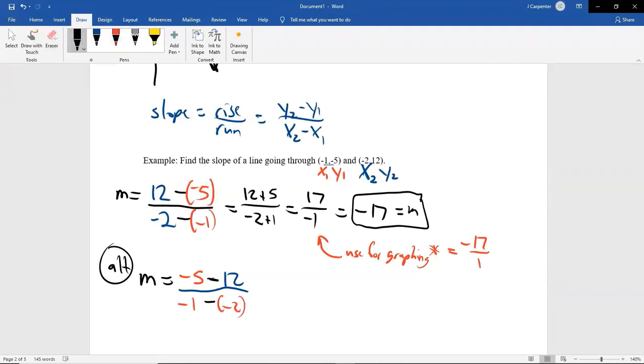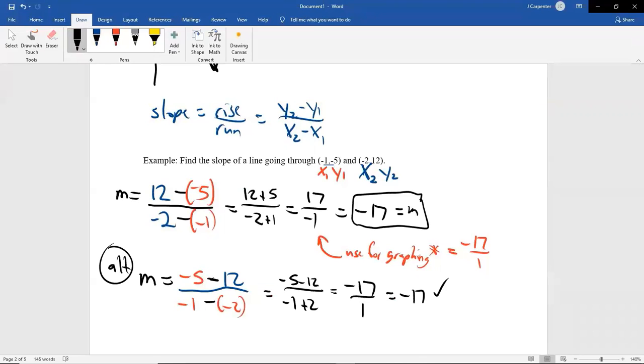Let's fix this up. That's negative 5 minus 12 over negative 1 plus 2. Negative 5 minus 12 is negative 17. Same sign, add the numbers, keep the sign. Negative 1 plus 2 is positive 1. Same rules. And that's negative 17. The same answer.